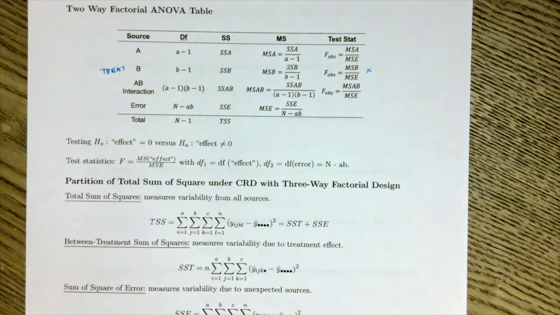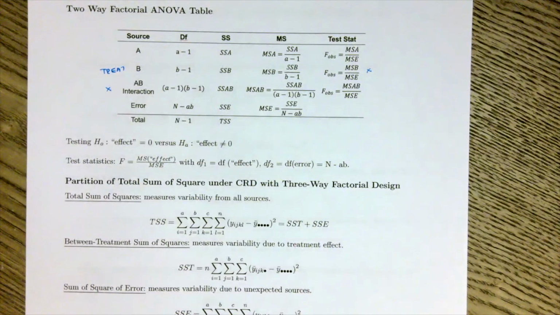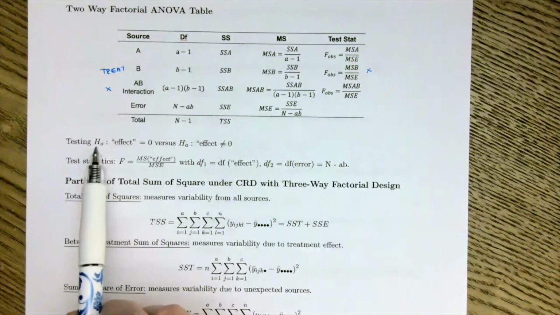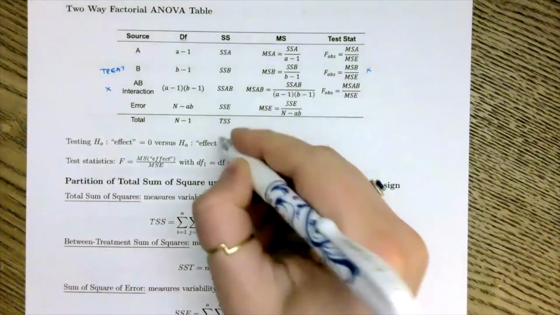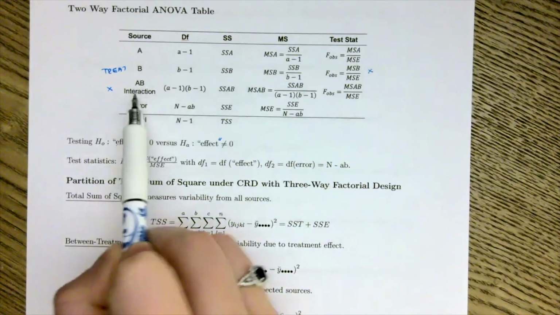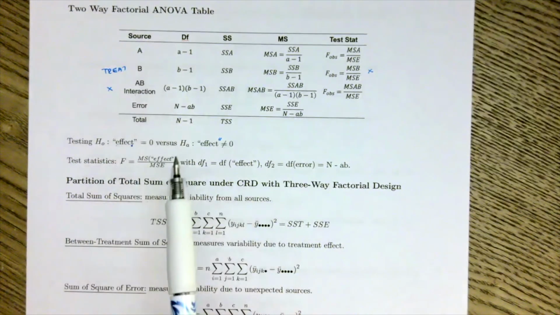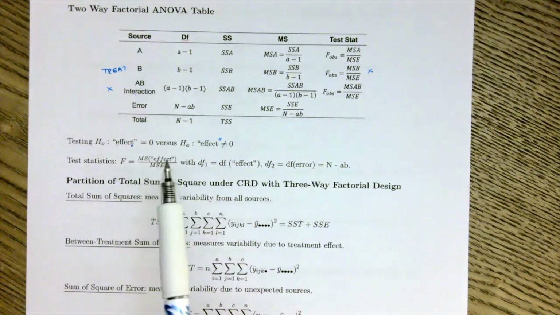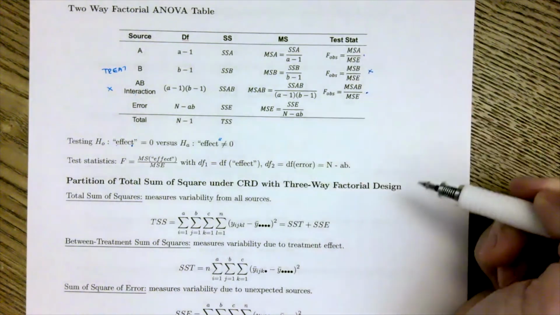A foreshadow to protocol is you're going to test your interaction first to see if you can then move to look at your main effects individually. How we test, your null is going to say the effect is equal to 0 versus the effect not equal to 0. The effect is going to relate back to whether you're looking at the interaction or one of the main effects. You're going to look at the MS of the effect over the MSE with the respective degrees of freedom. Okay, i.e., you're going to be looking at these F stats.